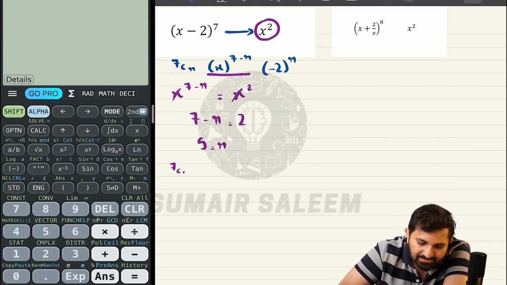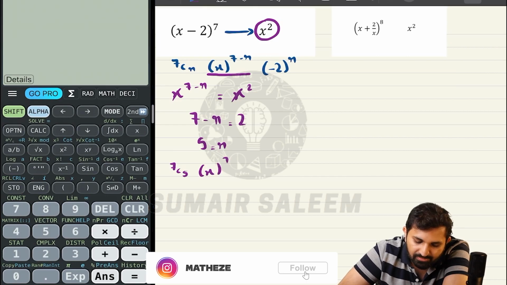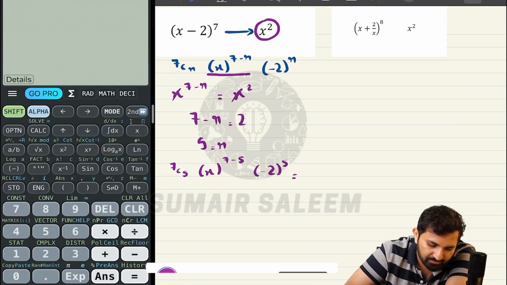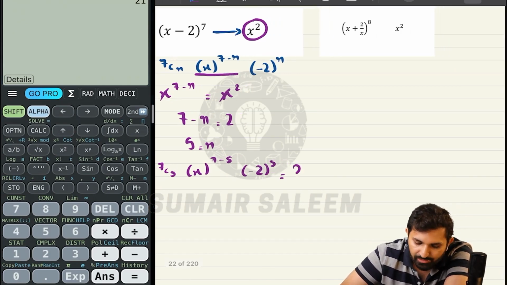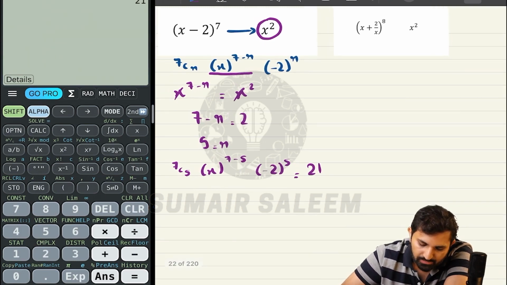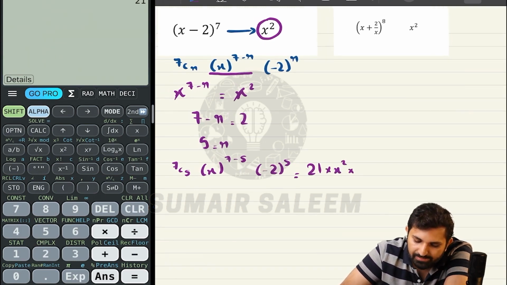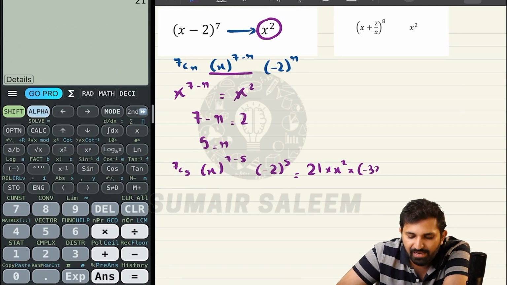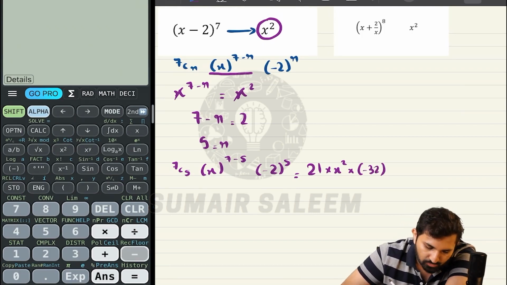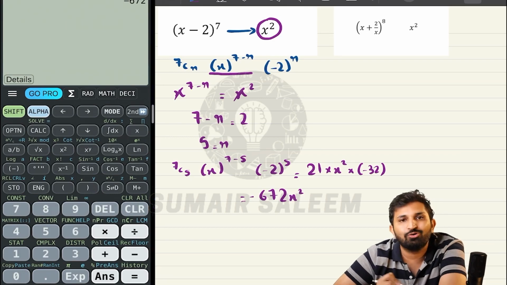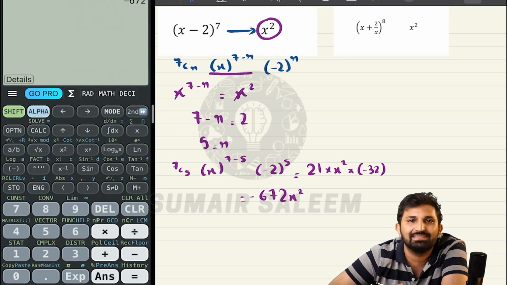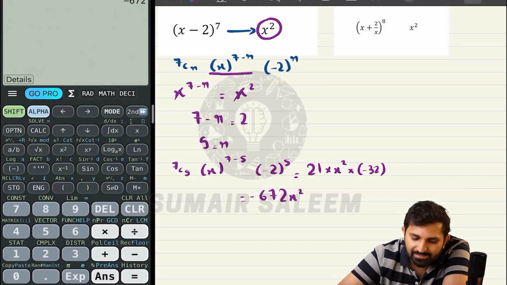That's equivalent to what? 5 is equal to r. Now you're going to plug in 7C5 x^(7-5) (-2)^5. My answer will be 7C5, that's 21 into x square into (-2)^5 makes minus 32. So 21 into minus 32 is equivalent to minus 672 x square. So if you notice that the coefficient of x square will be minus 672, right? Now let's try this one.